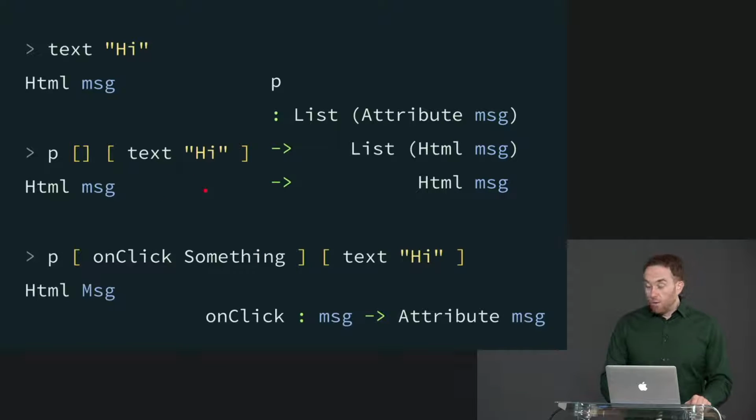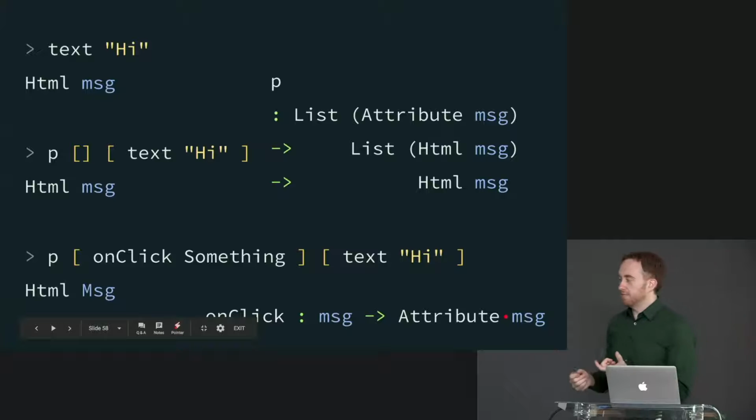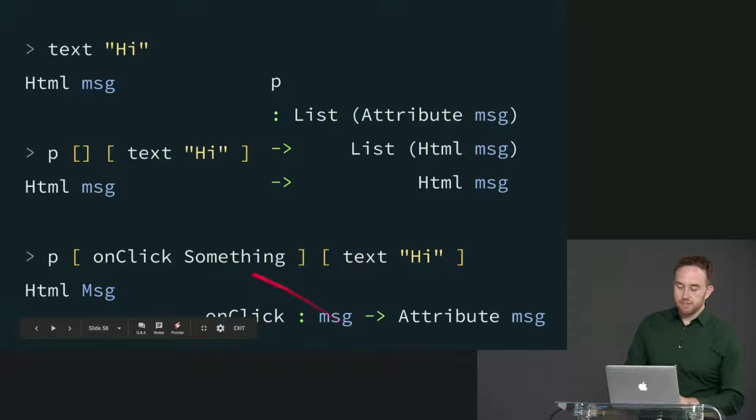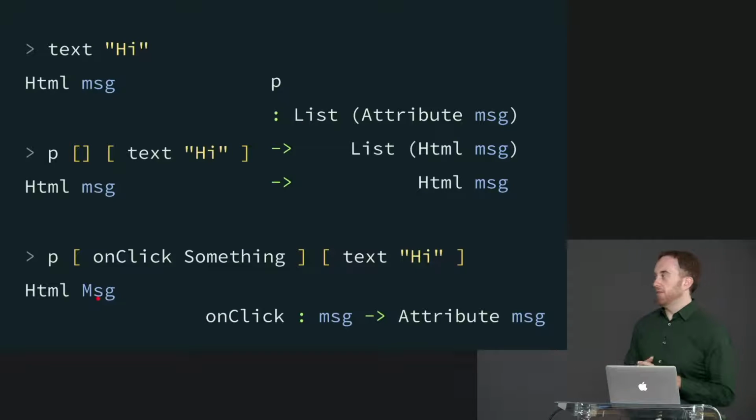Okay, we can also put an onClick handler on there. So onClick has this signature, takes a message and then returns attribute message. So that is not unbound. That's bound to the message argument that it receives. So as soon as I give this paragraph onClick of absolutely anything, whatever I pass to onClick in there is going to be something concrete. So onClick is going to give me that thing back, and then we're now going to have HTML parameterized on that. So now we've ended up with HTML message with a capital M, which is to say a concrete type. It's no longer unbound.